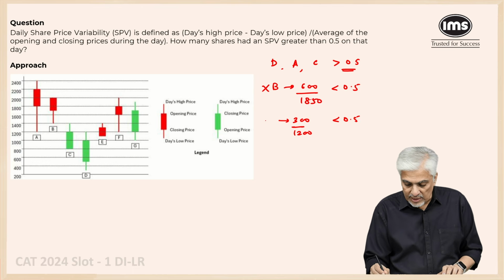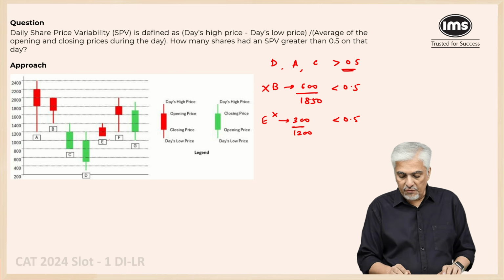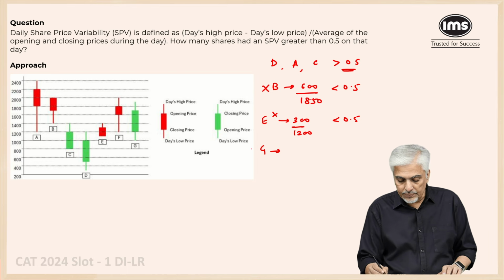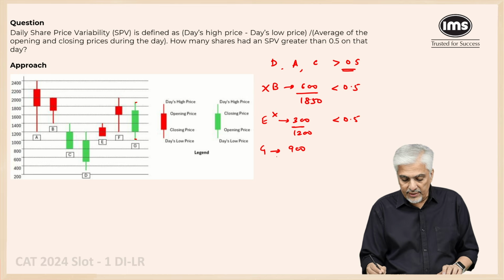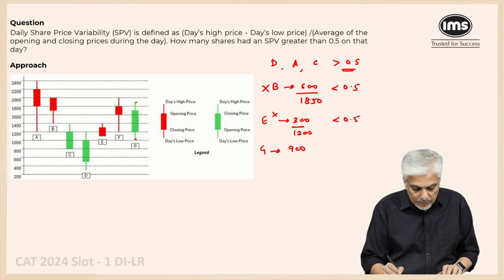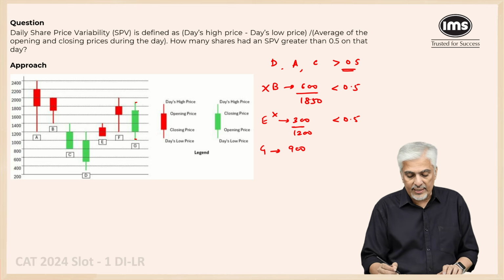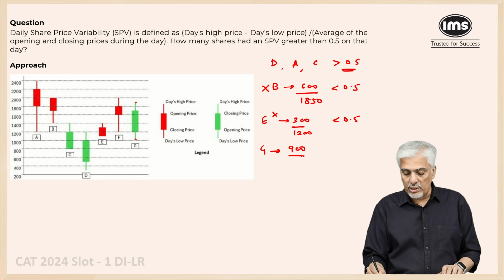B we did, sorry, this was E. So E is also out. F we had already done. Now let's do G. G is this value minus this value, that is 1900 minus 1000, which is 900. And the average over here is between 17 and 12, 29. 29 divided by 2 is 14.50.